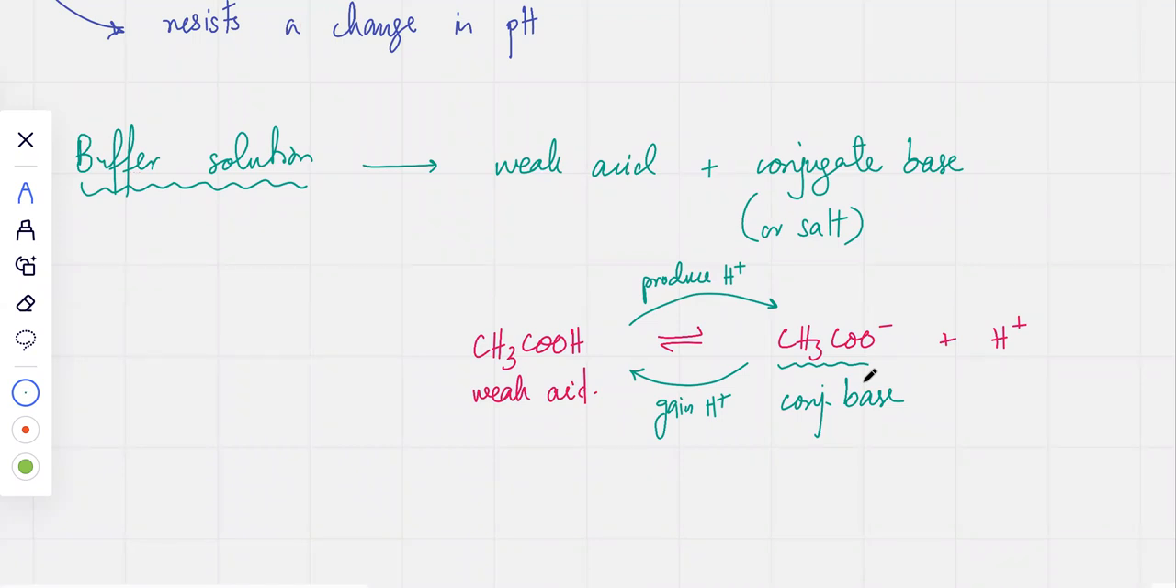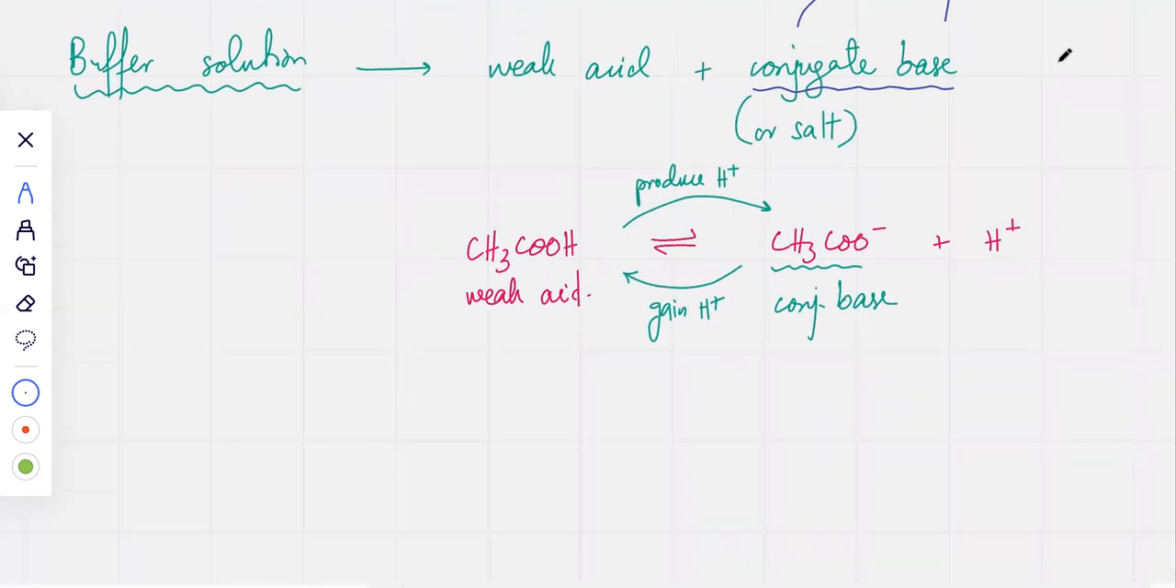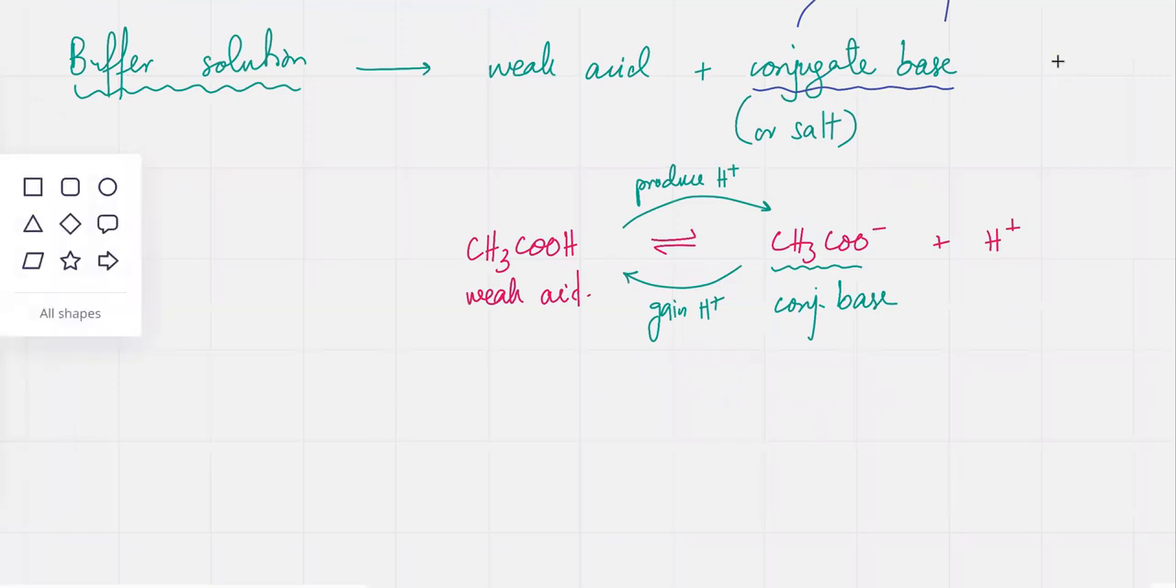Yes, sir. Okay, so a buffer solution is made when you have a weak acid, plus you also have the conjugate base as well. Now, this conjugate base usually comes from the salt of the weak acid. So it usually comes from the salt of the weak acid. Now, what is the salt of the weak acid? So, for example, I have ethanoic acid, so I'm making a buffer now.